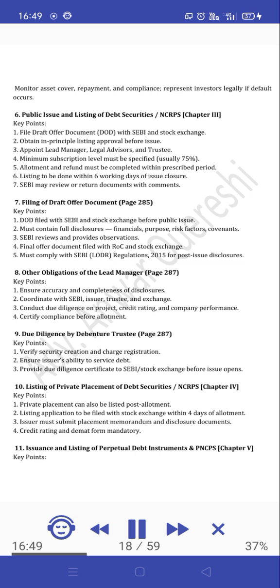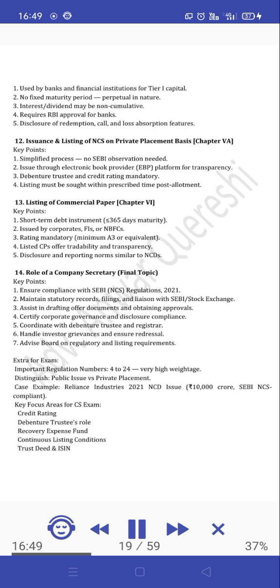11. Issuance and listing of perpetual debt instruments, PNCPS Chapter 5. Key points. 1. Used by banks and financial institutions for Tier 1 capital. 2. No fixed maturity period; perpetual in nature. 3. Interest or dividend may be non-cumulative. 4. Requires RBI approval for banks. 5. Disclosure of redemption, call, and loss absorption features.